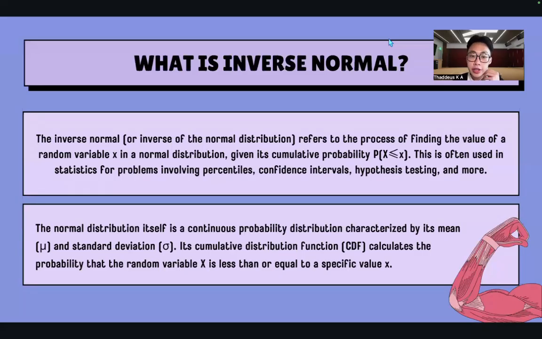So right now I'm going to explain about inverse normal. So what is inverse normal itself? The inverse normal refers to the process of finding the value of a random variable x in a normal distribution, given its cumulative probability.